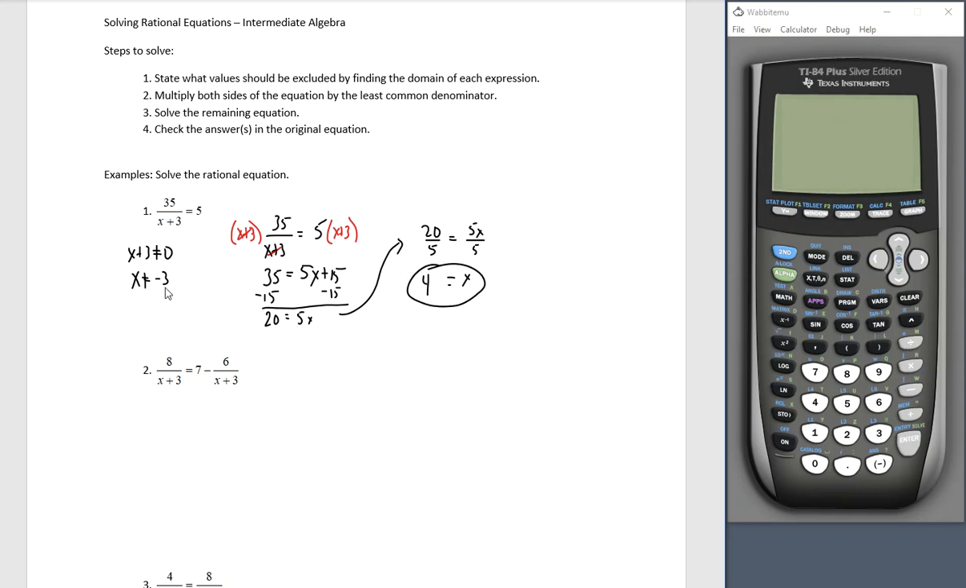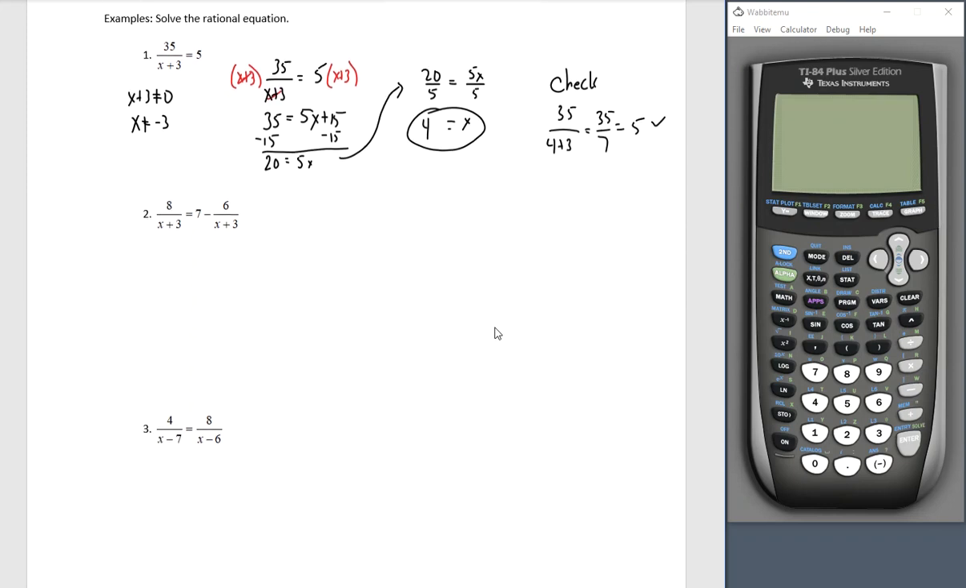It's not negative 3, so that's pretty cool. And we could check it. Well, why did I write a 25? That should be a 35 over 4 plus 3. That is 35 divided by 7, which is 5. Fantastic. So we know we have the correct answer.